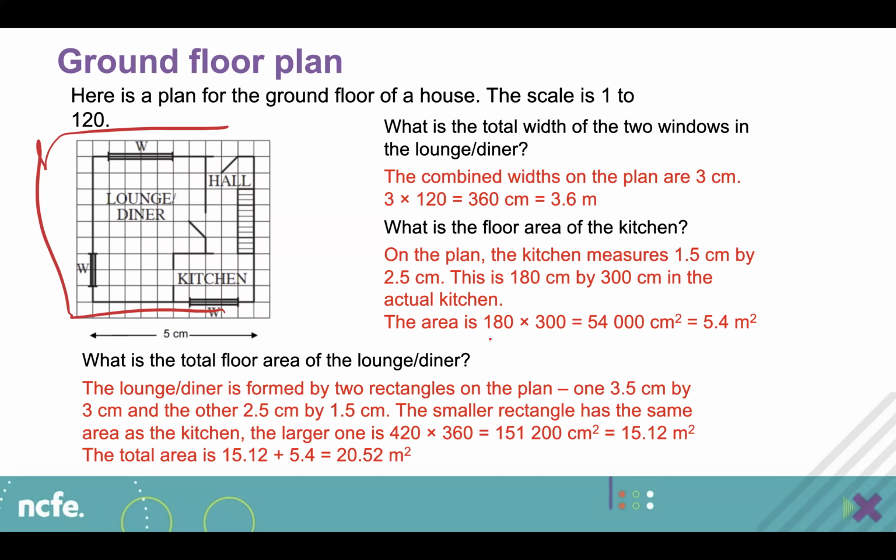So the smaller rectangle has the same area as the kitchen. The larger one is 420 by 360, which is 151,200 centimeters squared, which equals 15.12 meters squared. So the total area is 15.12 add the old one, which is 5.4. So the final answer would be 20.52 meters squared.